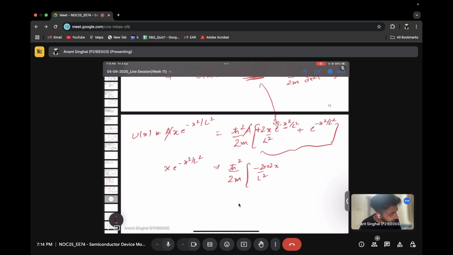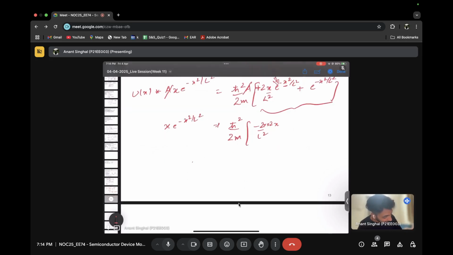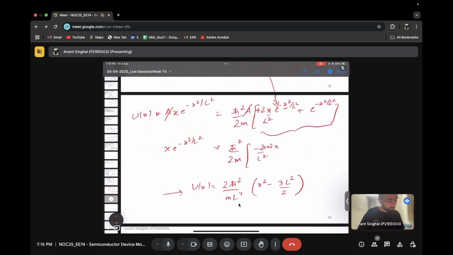I don't know. I only know the last step. Let me write that. Please also let me know if you get it. So it is 2h square by m L to the 4, times x square minus 3L square by 2. This is what is coming. I don't know how for now, but this is the last step. You will check maybe. If you don't get it, you can let me know in the next lecture.